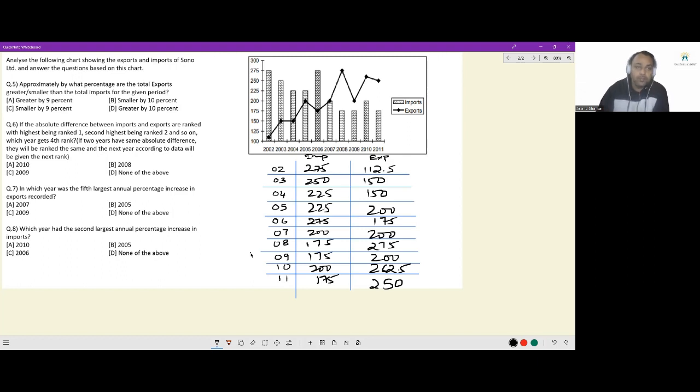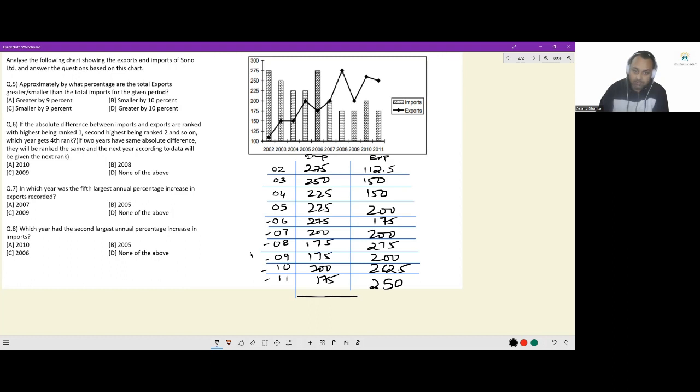Let's get to individual questions. Approximately by what percentage are the total exports greater or smaller than the total imports for the given period? So I have to add up all these numbers. Okay, so 175, 175, 175, and 275. These four numbers together will add up to 800. What I'm doing is this: 25 less than 200, 25 less than 200, 25 less than 200, 75 more than 200. Balancing out, it will turn to 200. This is also 200. This is also 200.